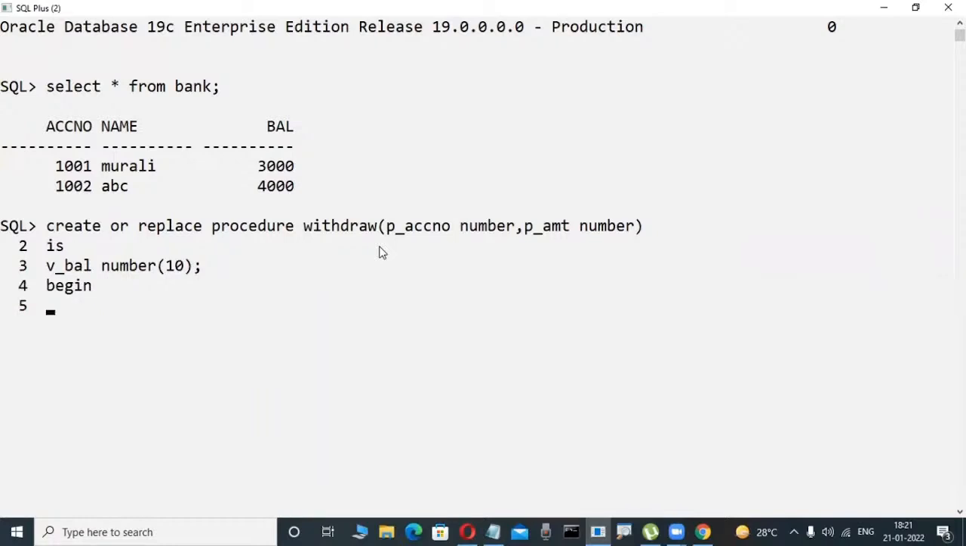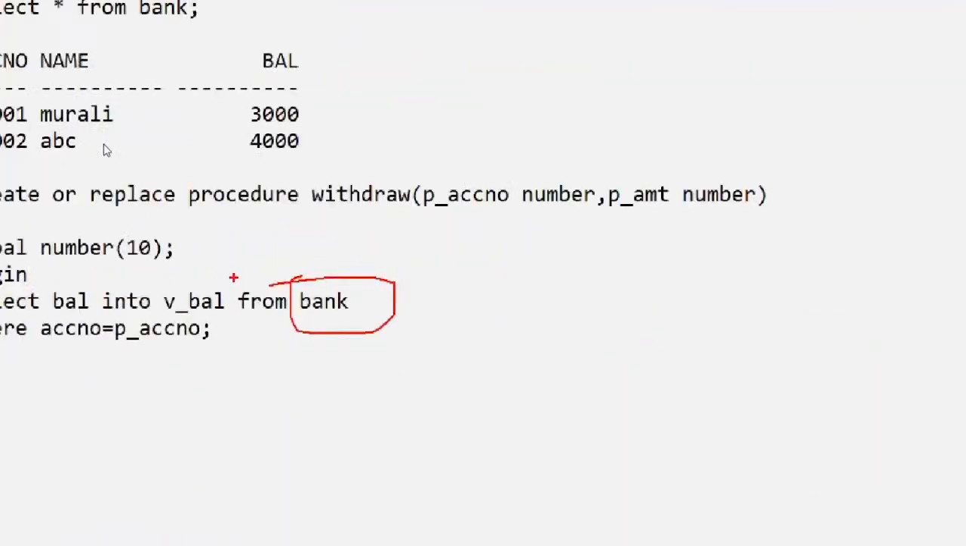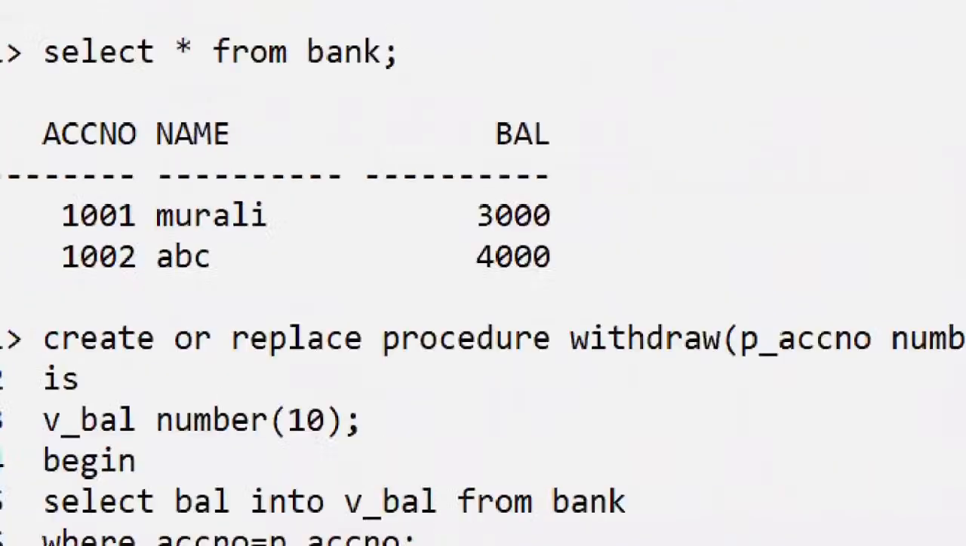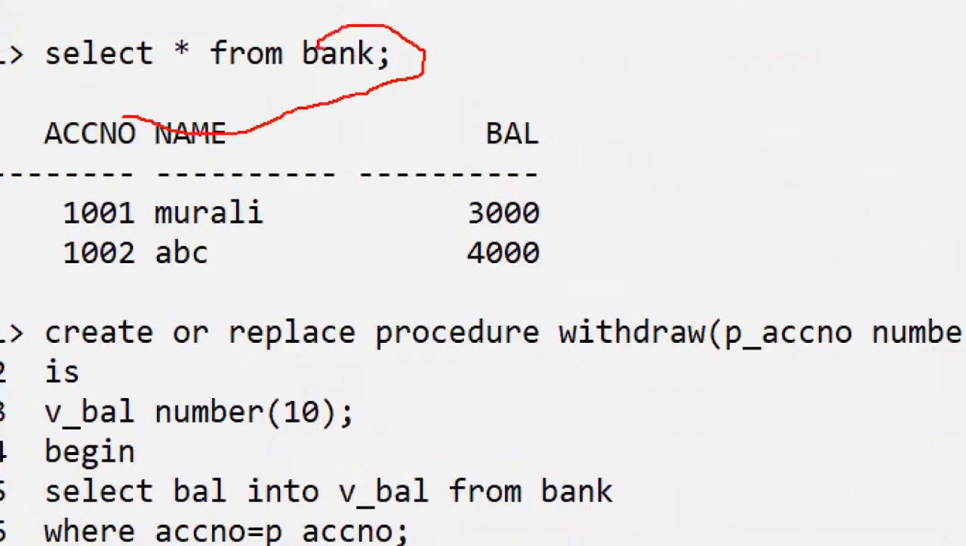Now check it out. Concentrate here. Some coding is there. Select balance into v_balance from bank. You may not have an idea about these things, but logically observe it here, where account number is equal to something. Okay, fine. These are very easy actually. Suppose bank is a table. In this table format, your transactions are stored. This table I'm using in this PL/SQL code.